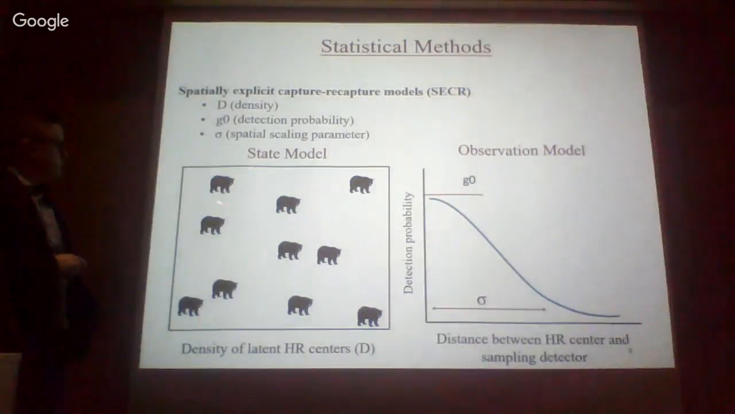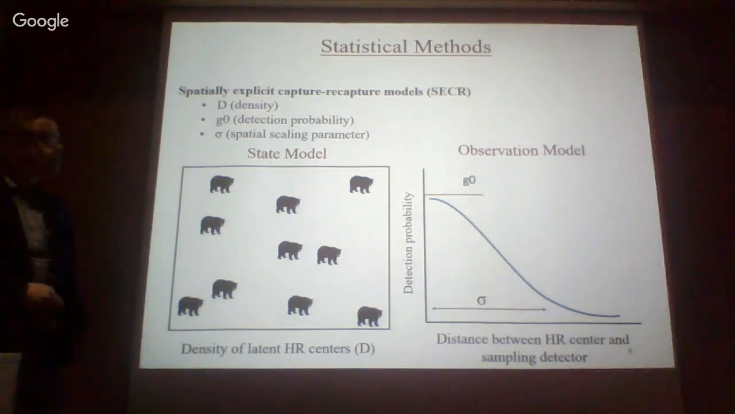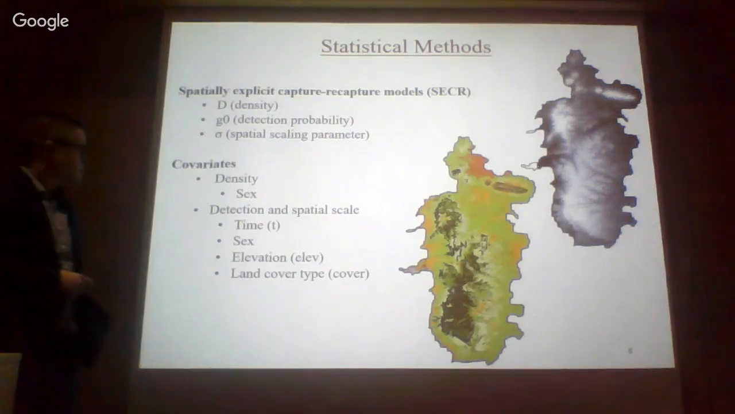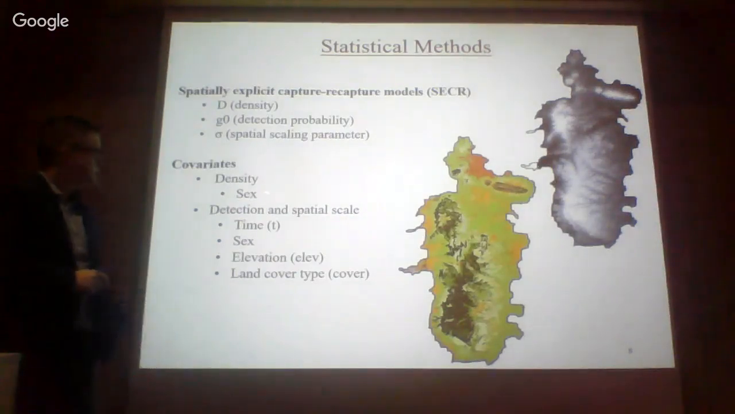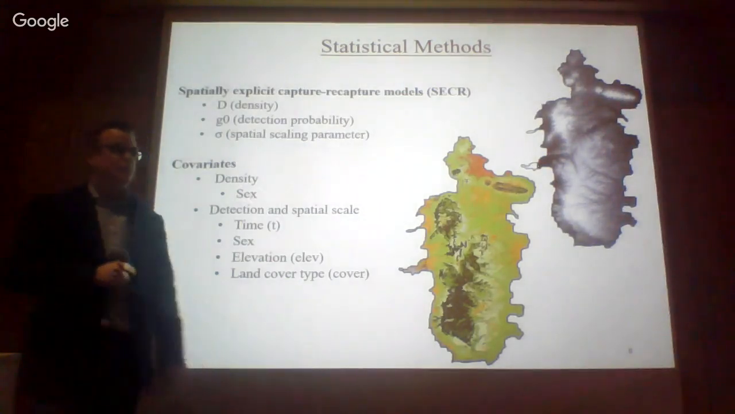And we estimate where these activity centers are by having this detection model, whereby the probability of detecting an individual, if their home range was located right at a detector, declines as that home range moves away from the detector. And so we estimated variation within these model parameters using a suite of covariates. For example, on density, we looked to see if the sex ratios within these populations differ from one another.